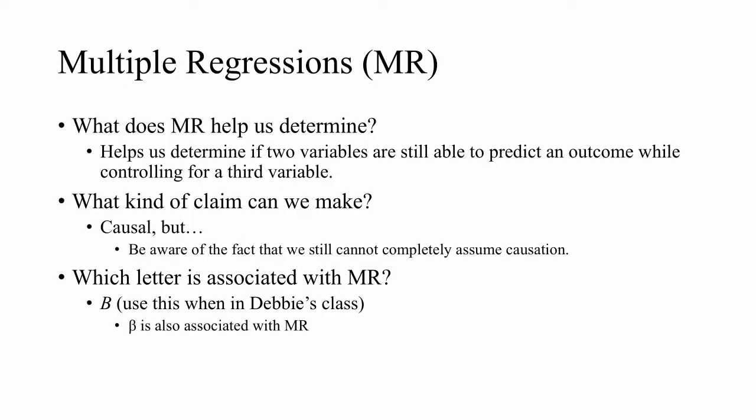Multiple regression, MR, helps us determine if two variables can still predict an outcome while we're controlling for a third variable that might be associated in this prediction. What kind of claim can we make? Causal, and again, read that warning. Be aware that we can't completely assume causation.